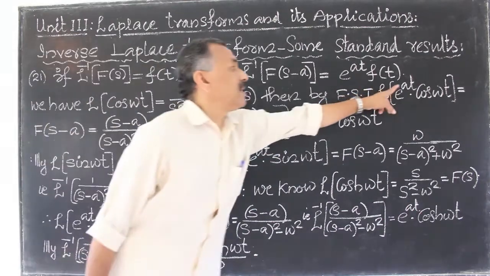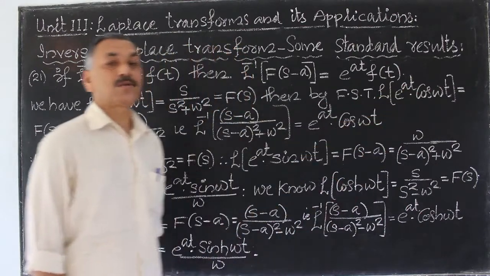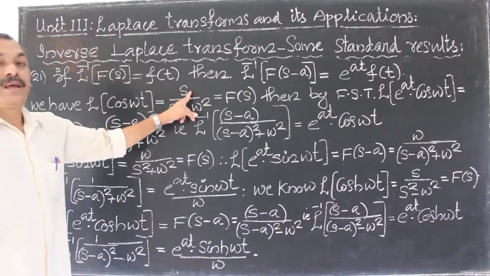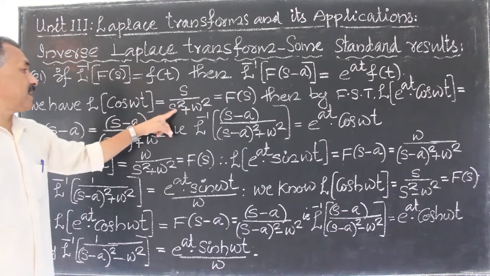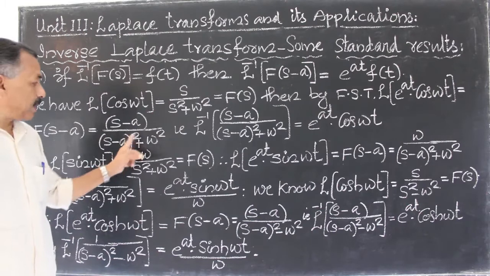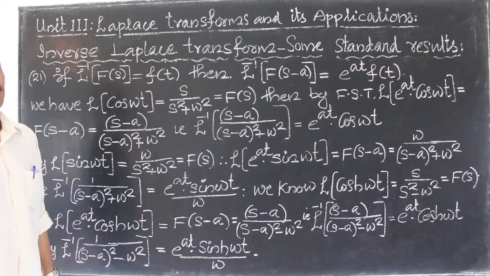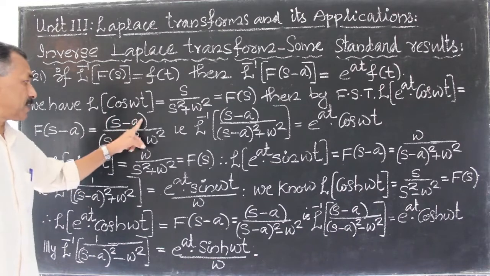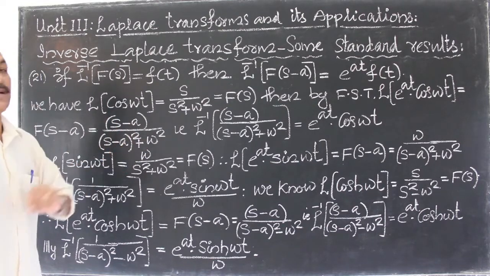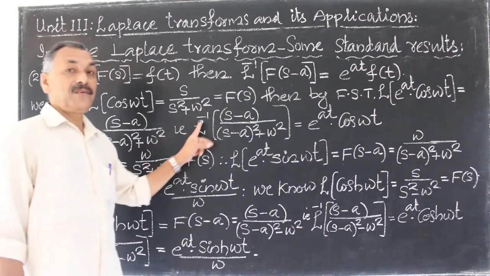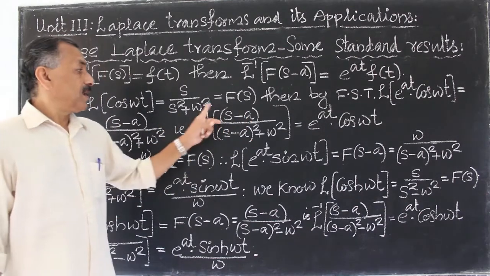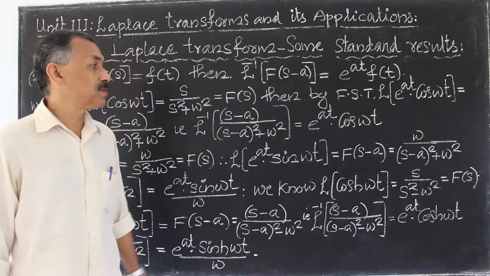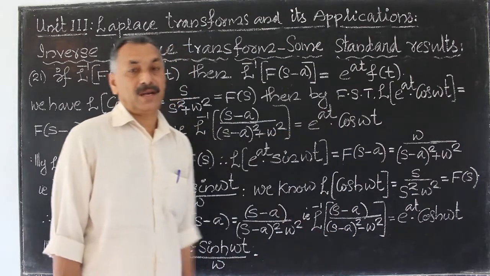But e raised to at into cos omega t equal to f of s minus a. F of s minus a means s divided by s minus a square plus omega square. That is, L of e raised to at into cos omega t is equal to s minus a divided by s minus a square plus omega square. Therefore, what is L inverse of this one? L inverse of s minus a divided by s minus a square plus omega square is equal to e raised to at into cos omega t.